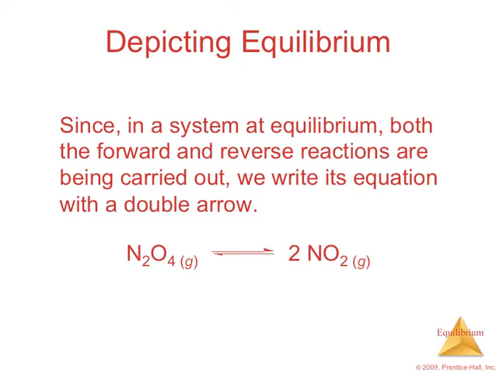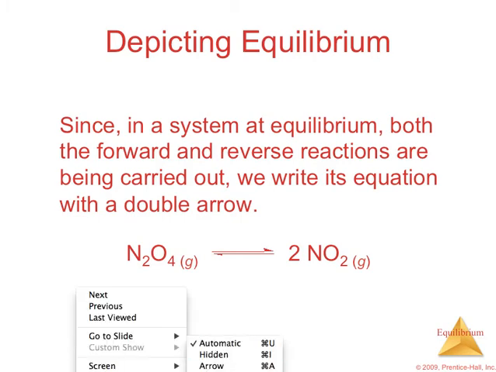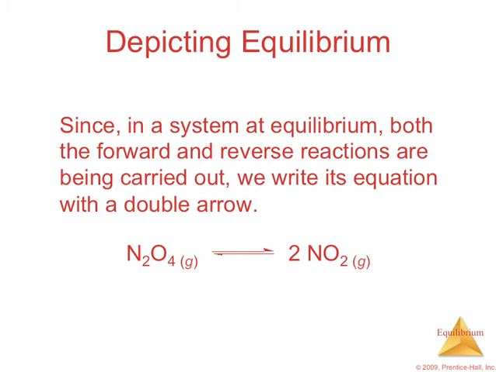Okay, so how do we write equilibrium? Well, we draw that double-headed arrow. All right, and it's really not a double-headed arrow. I shouldn't call it that. It is really 2 arrows. One indicating reactants are making products, and then the other indicating that the products are going back and making reactants.